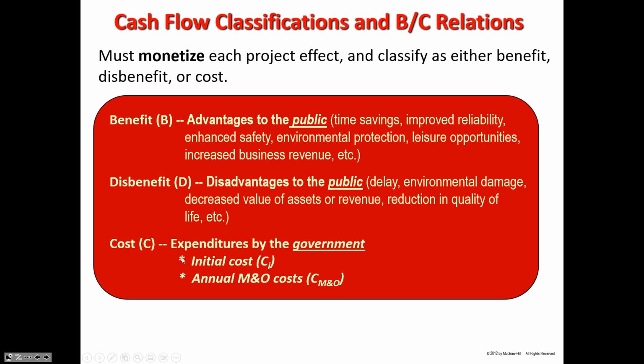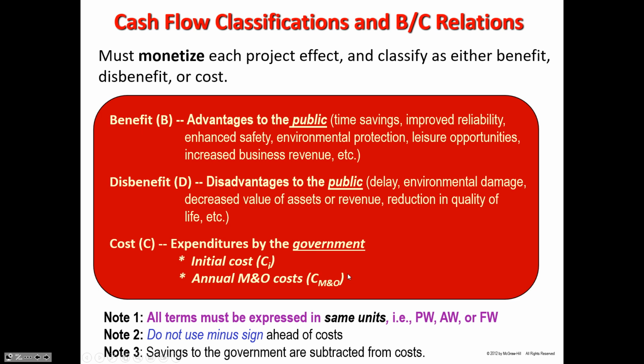And of course, the costs are pretty straightforward, but we break the costs in a public service project into two different components. There's the initial cost, which is usually the construction cost, and then the ongoing recurring costs, which are related to maintenance and operation. So we have two different kinds of costs.